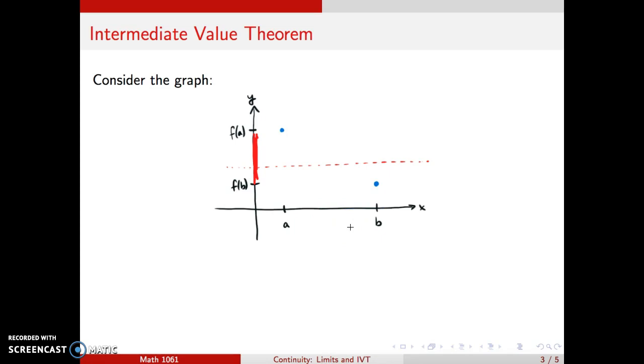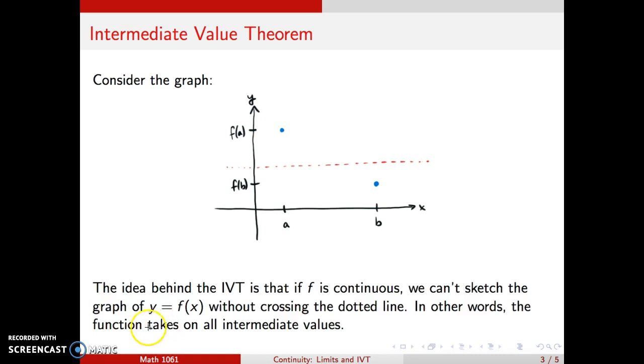Thinking of it visually is a useful way, I think, to try to make sense of it. So the idea behind the Intermediate Value Theorem, or IVT as we use for the abbreviation, is that if f is continuous, we can't sketch the graph of that function without crossing the dotted line. We have to cross it. So the function takes on all intermediate values, and that's where that word comes from. Sometimes in math and other fields, you get something named after a person, and it doesn't tell you anything about what the result says. But here, the name of the result tells you: intermediate values, taking on all the intermediate values in between there.